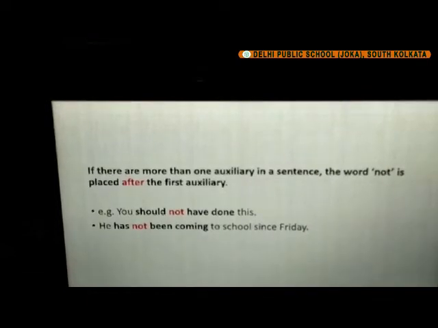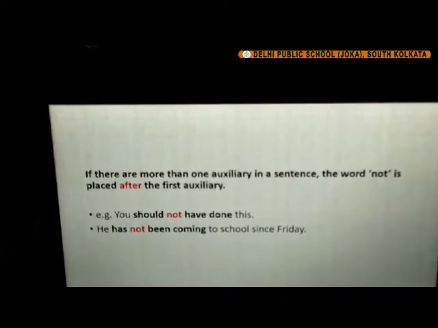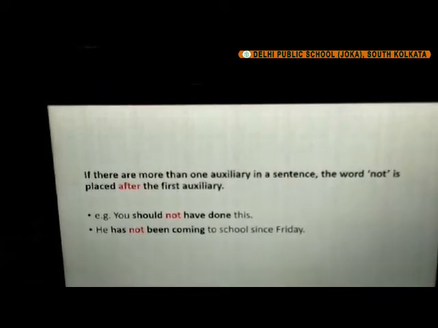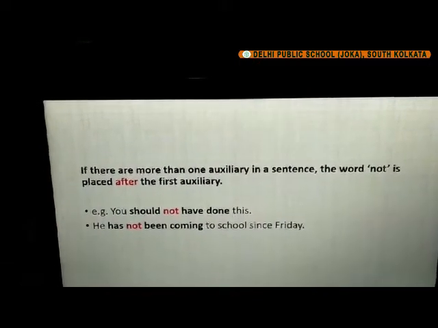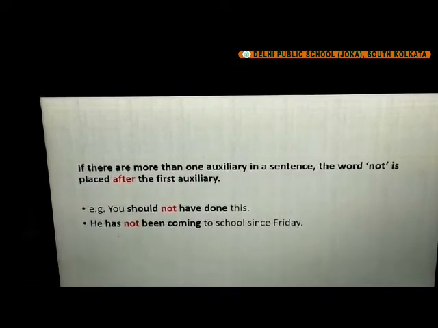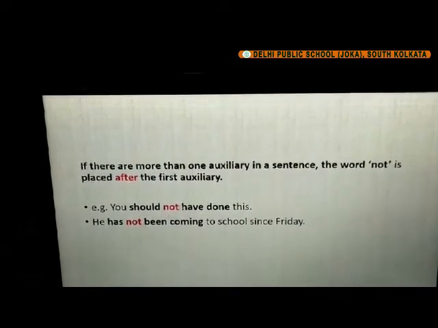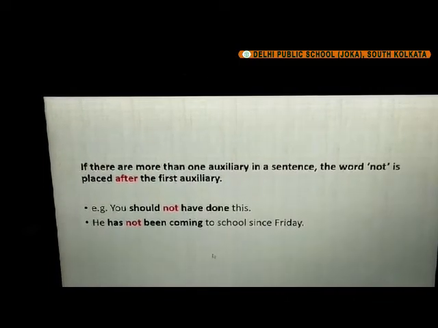In other words, the negative word should be present in between the two auxiliary verbs. For example, you should not have done this. He has not been coming to school since Friday. Note how the negative word is placed in between the two auxiliary verbs.